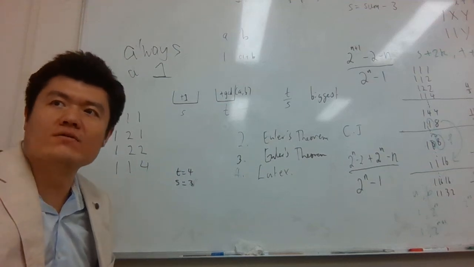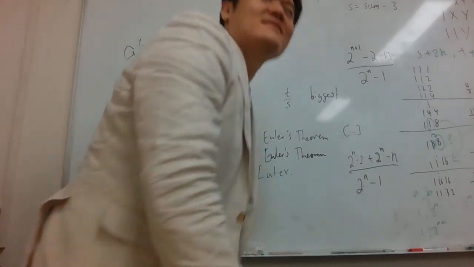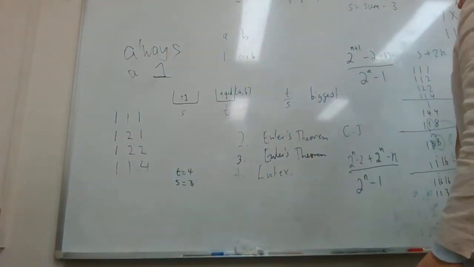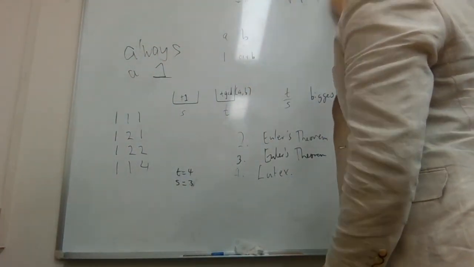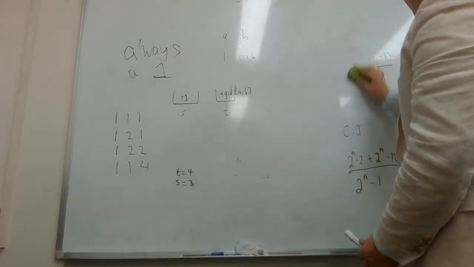Guys, proof of Euler's theorem. What was Euler's theorem again? The intermediate version. Something about phi. Yeah, so let me just remind you.